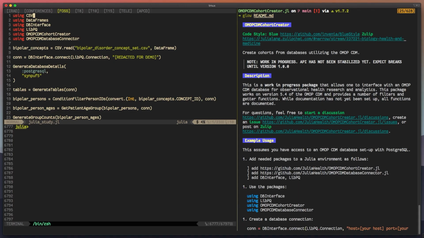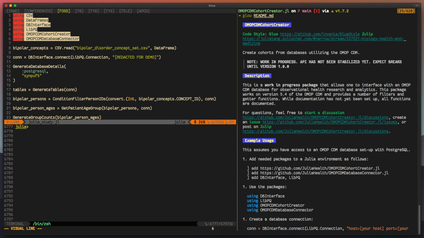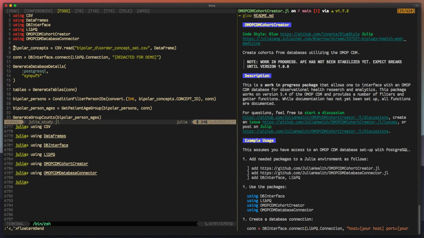Now, due to the composability of the Julia ecosystem, I was able to create two novel packages known as the OMOP Common Data Model Cohort Creator and the OMOP Common Data Model Database Connector. Admittedly, those are rather long names, so they'll probably be renamed in the future.